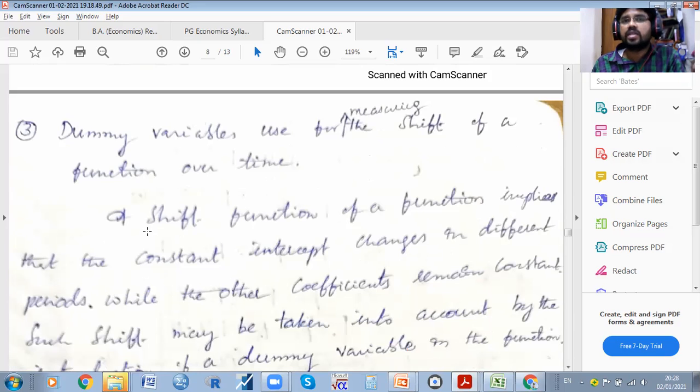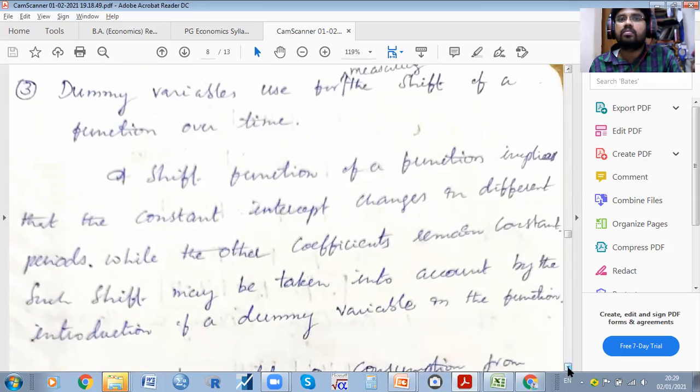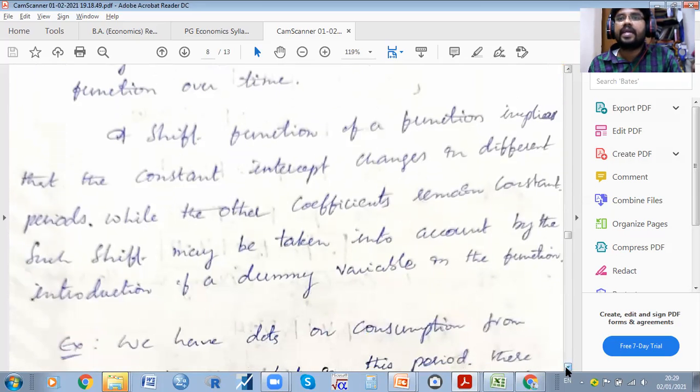Like this, a shift of a function implies that the constant intercept changes in the different periods, while the other coefficients remain constant. So only the other coefficient values, that is beta 2, beta 3, remain the same, but only your constant will change. I will give the example also. Such a shift may be taken into account by the introduction of a dummy variable in the function.